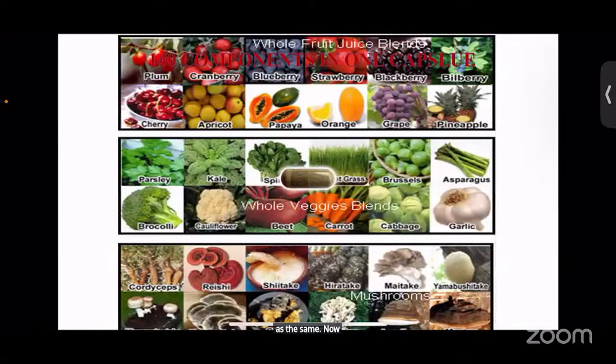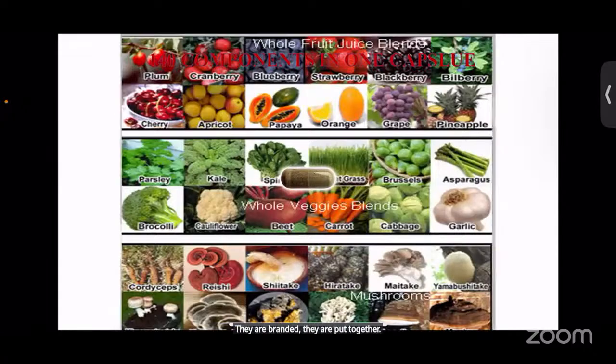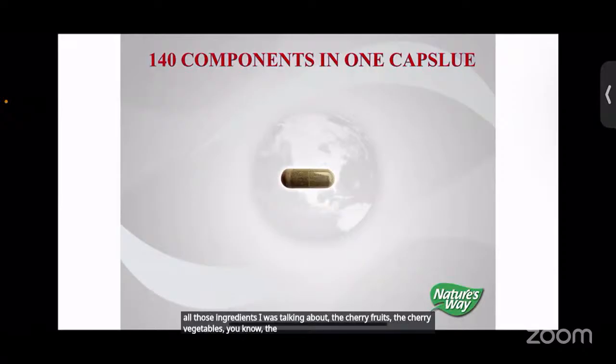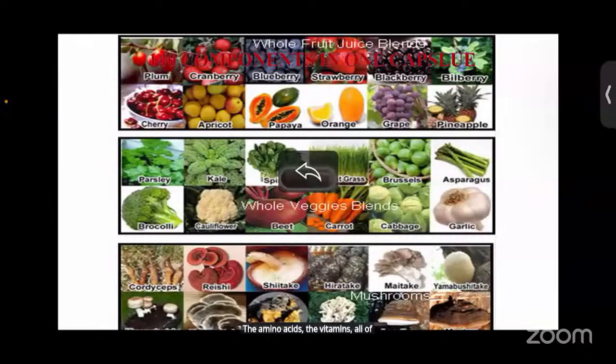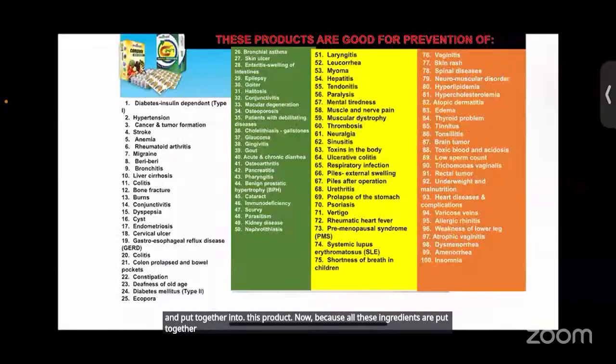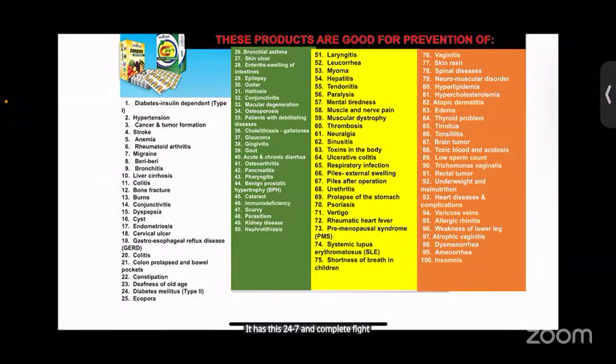Now, all these ingredients I've talked about, they are blended and put together into one capsule. All those ingredients I was talking about, the 12 fruits, the 12 vegetables, the digestive enzymes, the specialty nutrients, the amino acids, the vitamins, all of them are blended and put together into this product. Because all these ingredients are put together into one capsule, C24/7 and Complete Fight Energizer are good for prevention and reversing of over 100 diseases.